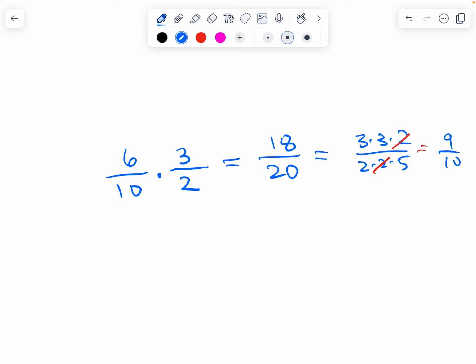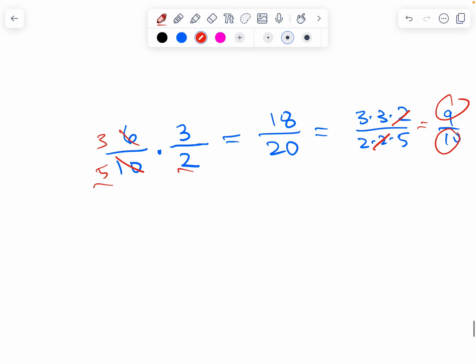Now we can also simplify before we multiply. So the 10 and 6, this is the same thing as 5 and 3. And we multiply across. 3 times 3 is 9. 5 times 2 is 10.